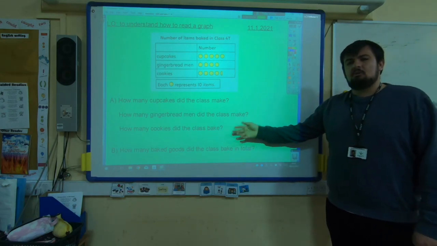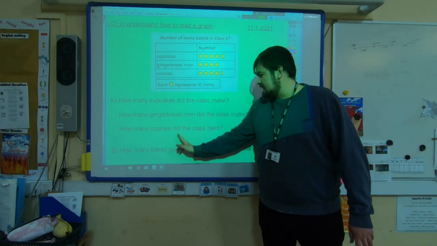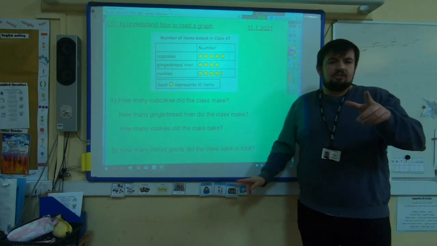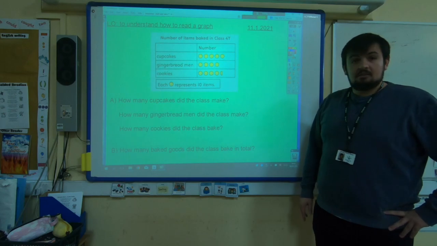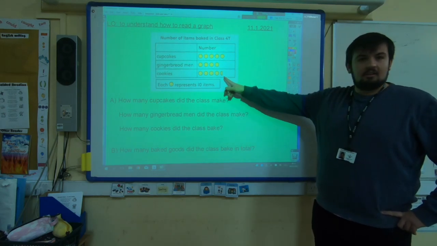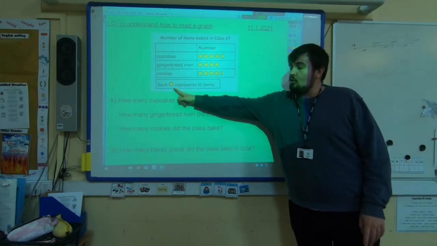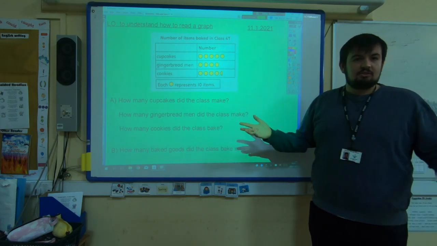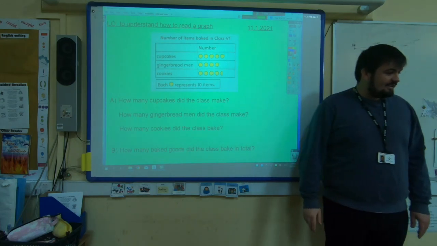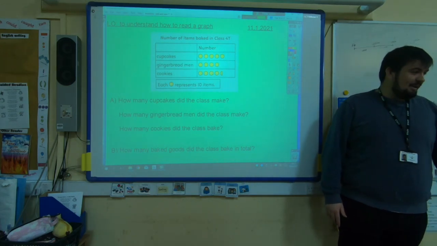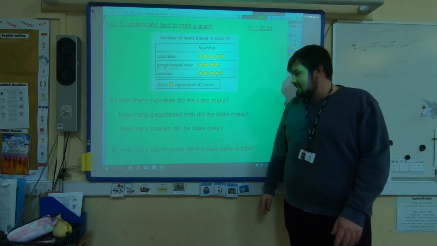Well, the bottom one's a little bit more difficult, though. How many cookies did the class bake? Freya, you just said something. What did you say? Half of one could be 5. So half of one could be 10, 20, 30, 40, and then 45. You're right. When we've got half, it just means half of 10. So if a whole one is 10, what's half of 10? 5. So we know it's 45, because it has 10, 20, 30, 40. Half is 5. Easy as that.